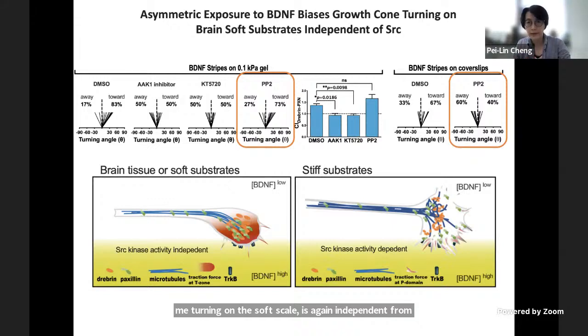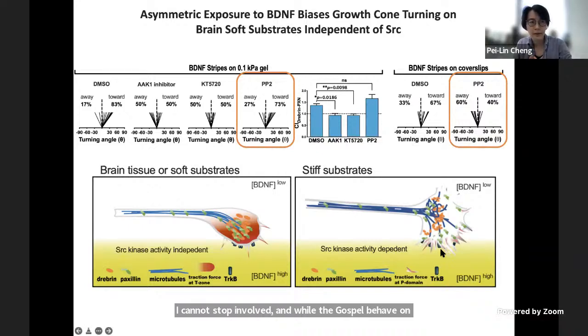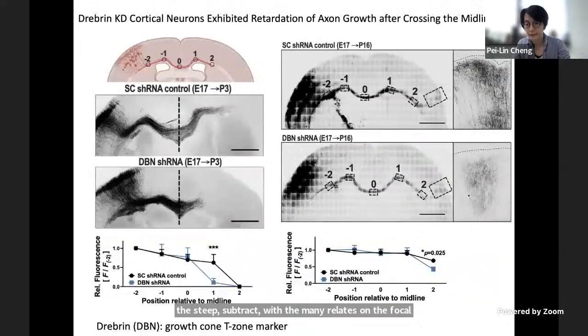And this finding indicates that the molecular mediator in the growth cone links the chemical gradient signal to the generation of physical force, which is then able to drive the motion of the axonal tip in the soft environment. While the growth cone on the stiff substrate still mainly relies on the focal adhesion to exert traction.